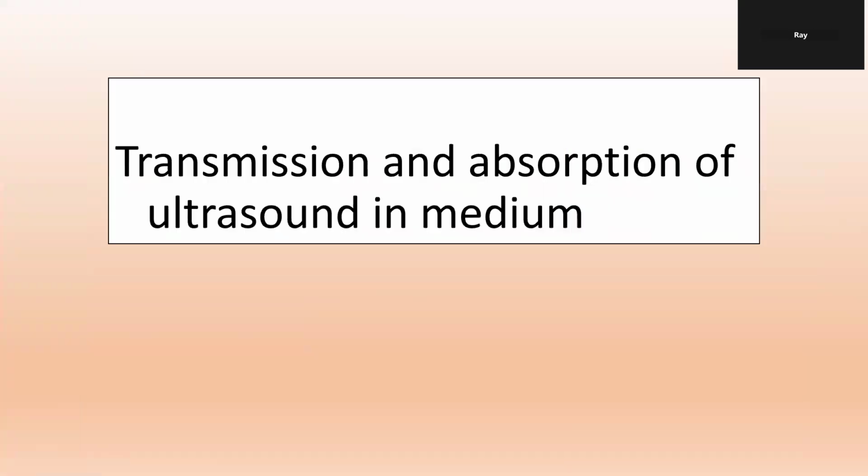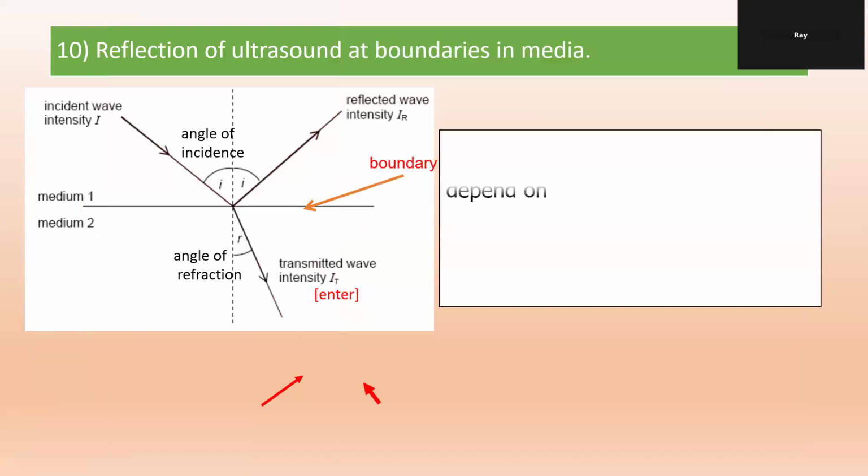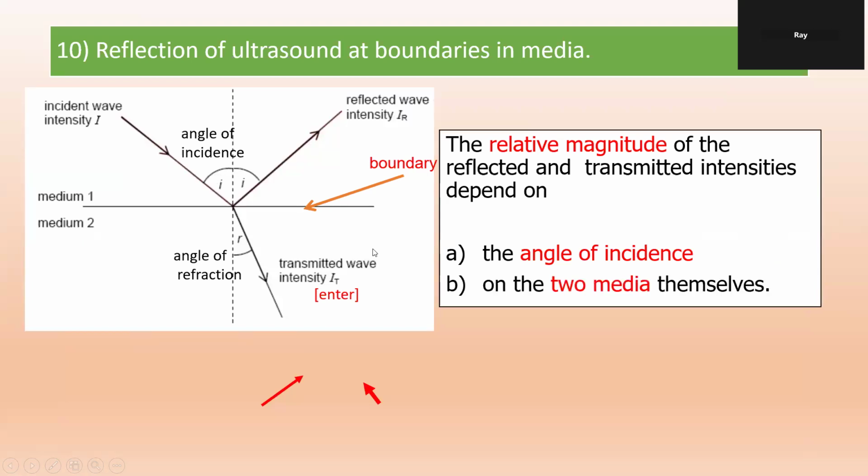Transmission and absorption of ultrasound in a medium. Medium 1 is here on top. Medium 2 is the bottom. That line is the boundary between the two media. The relative magnitude of reflected and transmitted intensity depends on the angle of incidence, that's the angle of incidence, and the two media themselves.